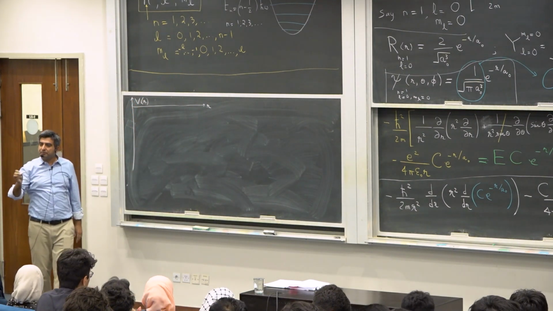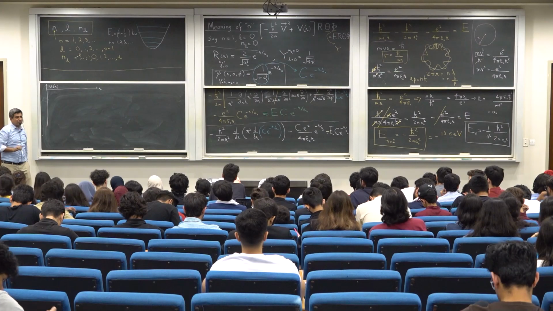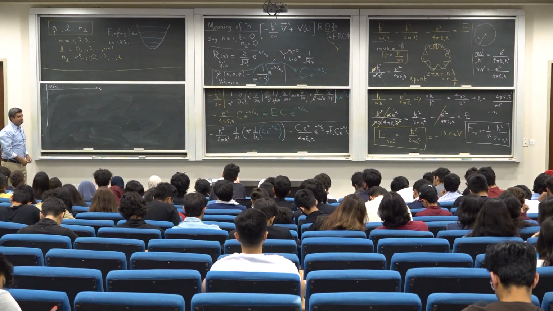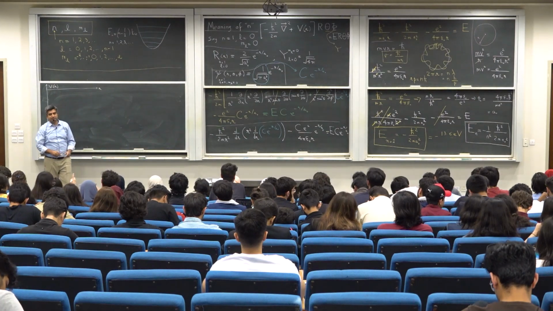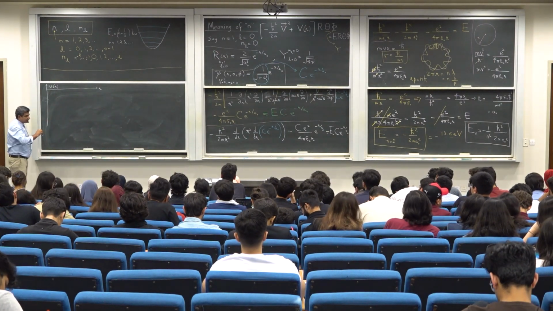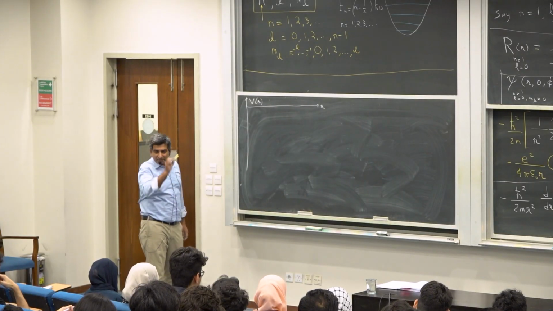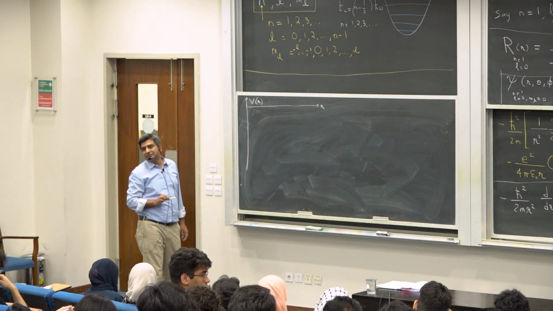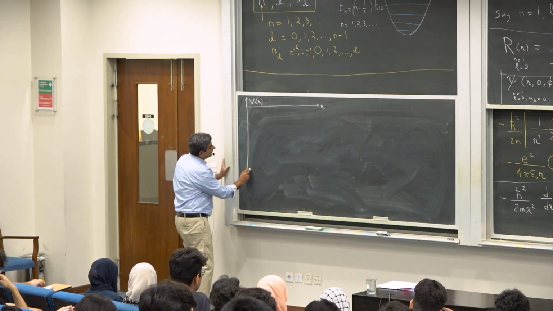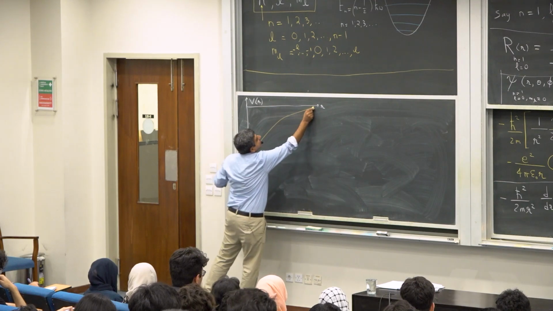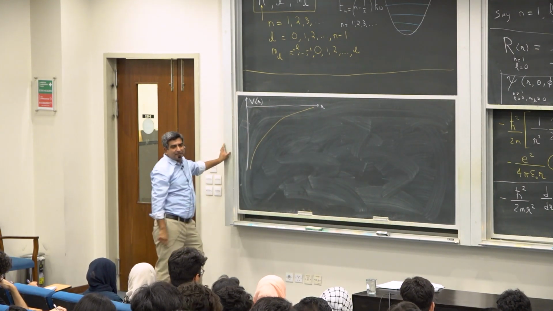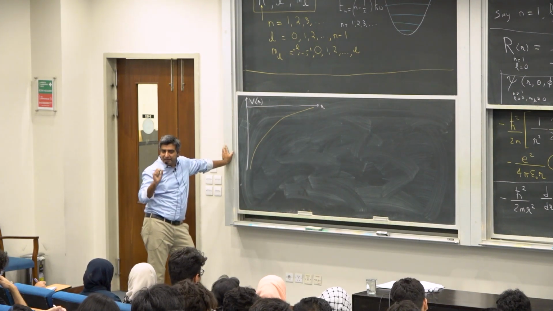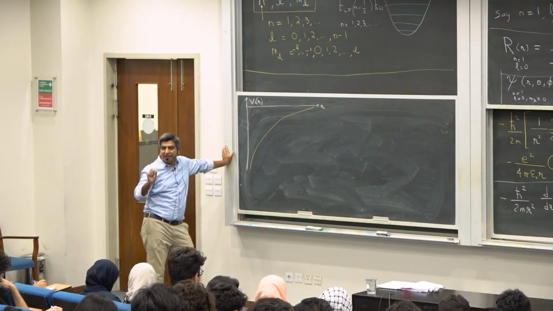So if I were to plot the potential energy of an electron inside a hydrogen atom, what would it look like? It's a hyperbolic function. Depends upon 1 over r. So it looks somewhat like this, with a minus sign, so it's negative. This is the potential energy function for the electron inside the hydrogen atom.